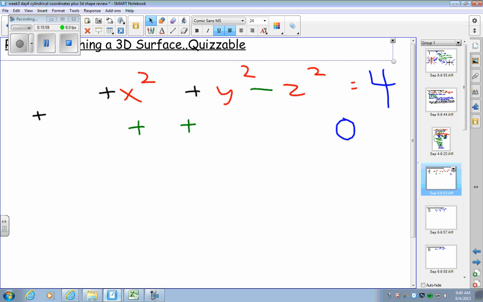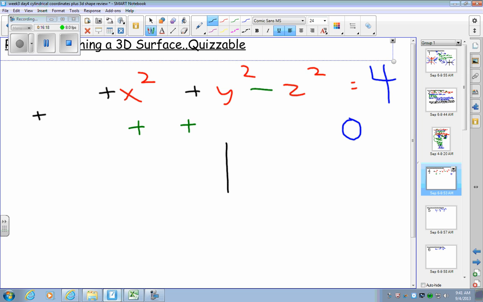Let's add in one negative. If I have one negative, you're the hyperboloid of one sheet, or you are the elliptical cone. And that all depends on the number on the right. If you are a number that's not 0, you're the one-sheeter. And here's why.